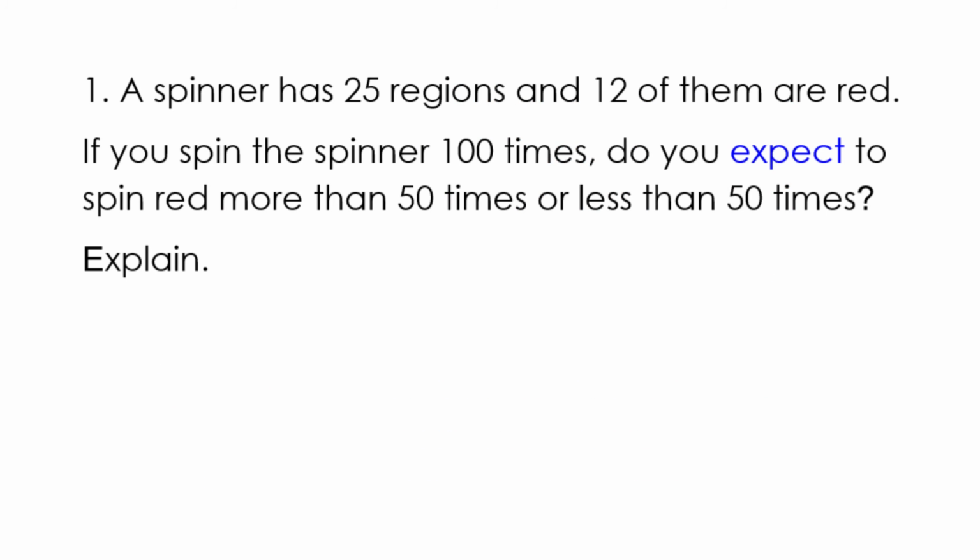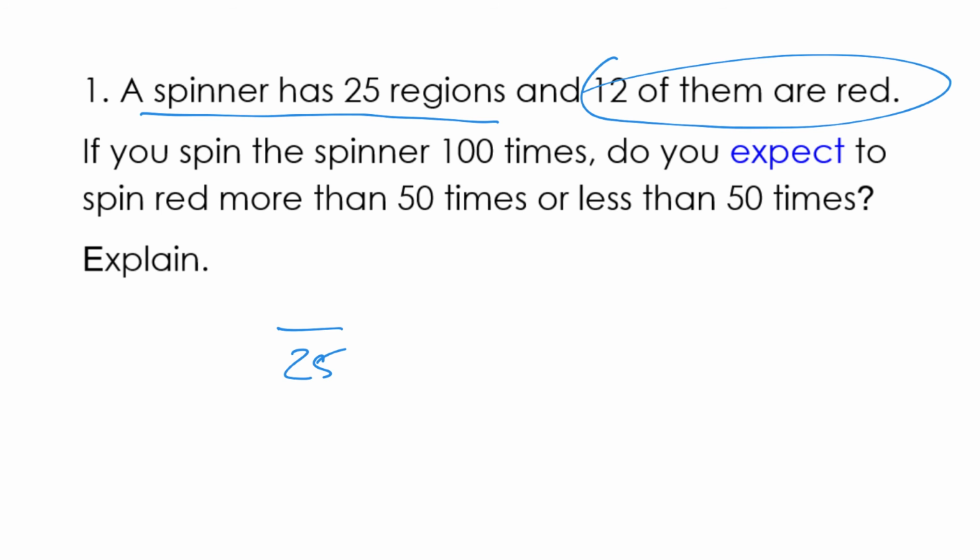And our final slide for today. A spinner has 25 regions. Oh boy. I am not drawing a 25 region spinner. And 12 of them are red. If you spin the spinner 100 times, what do you expect? Do you expect to spin red more than 50 times or less than 50 times? Well, my advice to you is to create the fraction. It has 25 regions. That's your denominator. And this is your numerator. This is what you're looking for.